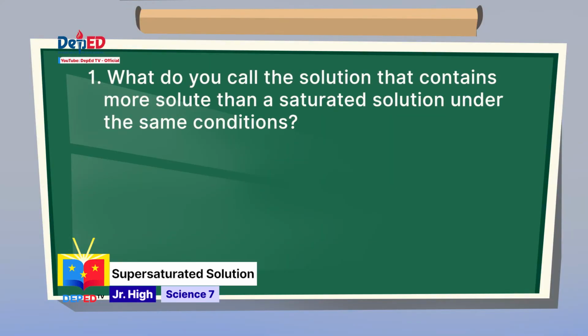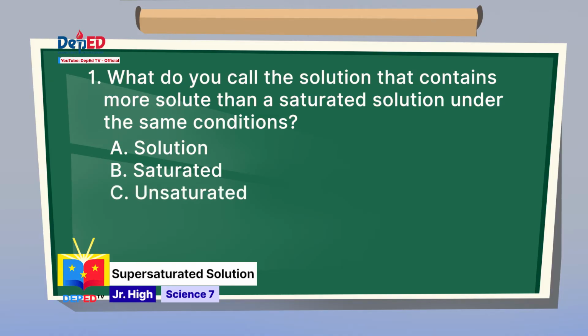Number 1. What do you call the solution that contains more solute than a saturated solution under the same conditions? A. Solution. B. Saturated. C. Unsaturated. D. Supersaturated. The solution that contains more solute than a saturated solution under the same condition is supersaturated. If your answer is letter D, you are correct!